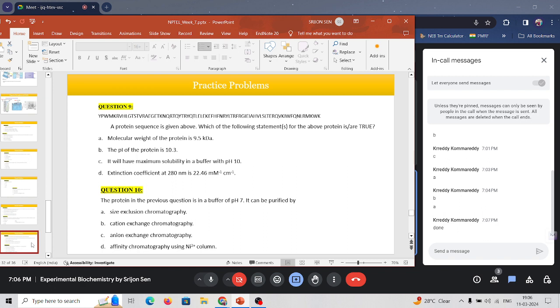Right. So you have a protein sequence that is given above. Which of the following statements for the above protein is or are true? Molecular weight of the protein is 9.5 kilodaltons. The PI of the protein is 10.3. It will have maximum solubility in a buffer of pH 10, and the extinction coefficient at 280 nanometer is 22.46 millimolar inverse centimeter inverse. Which of the following is correct?